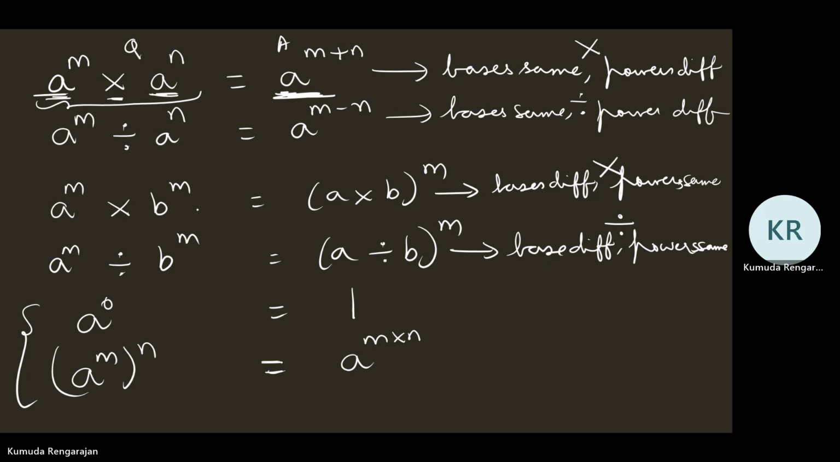Your answer will be A, and you will add the powers. If it's multiplication, you will add the powers. For example, if you have 25 to the power 7 into 25 to the power 11. Bases are same. It's multiplication. So you should add the powers. When it's multiplication, add the powers. If it's division, subtract the powers.